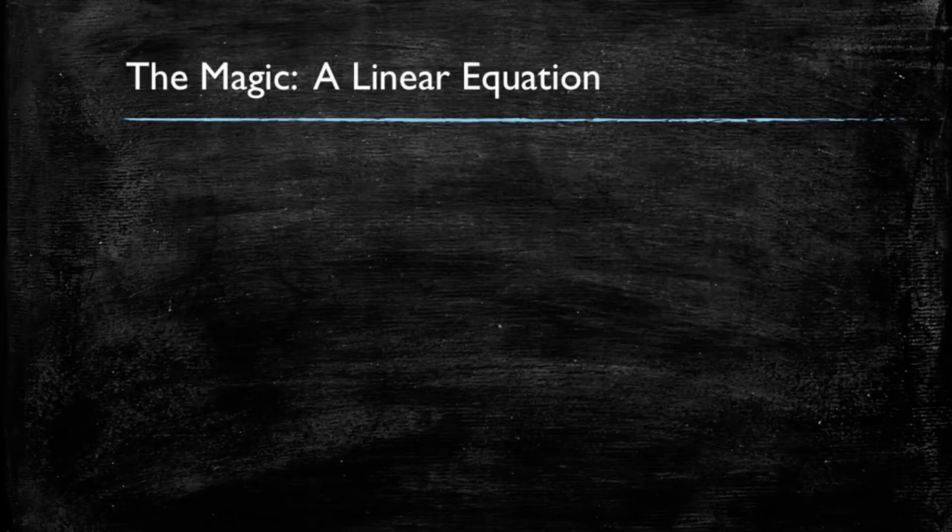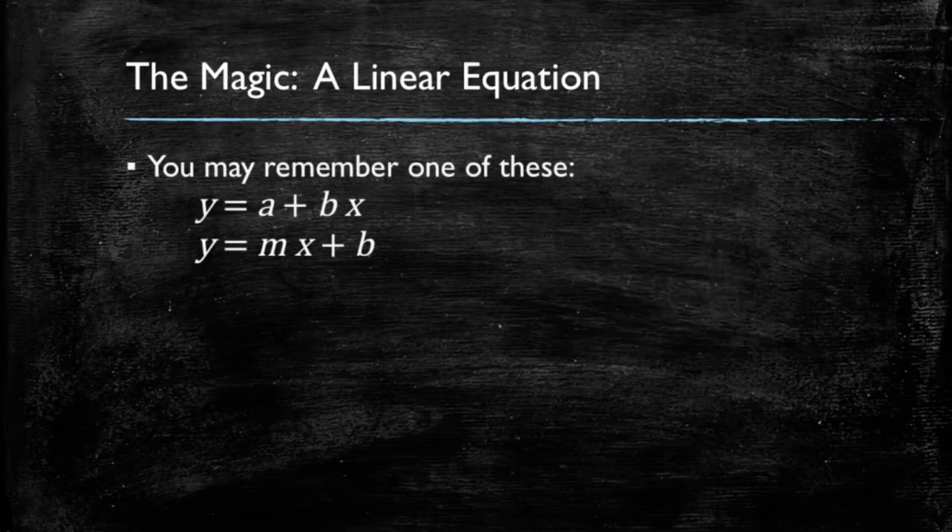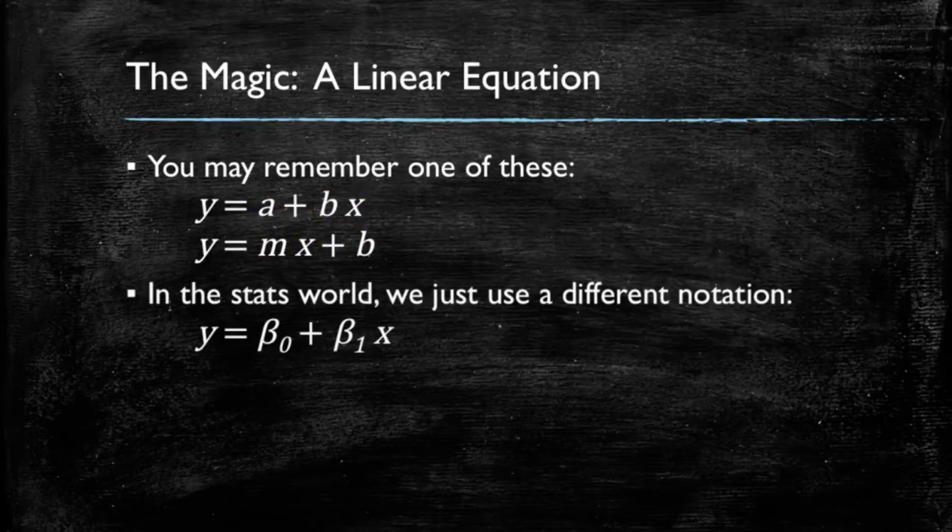When we use simple linear regression models, we call them linear because the magic is that we're using a linear equation. And from your high school years, you might remember one of these, where y is a function of x, and there's a term that is added to the function and another one that multiplies the x. In the stats world, we like Greek letters, and we're going to be using a slightly different notation. Our linear equation is going to have a beta 0 term, which we're going to be calling the intercept or the constant, and the beta 1, which is the term that multiplies the x, and we're going to be calling the coefficient of x or the slope of x.